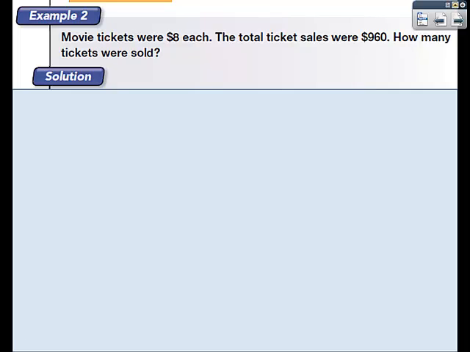Movie tickets were $8 each. The ticket sales were $960. So how many tickets were sold? So on this one, you need to pick apart what you want for each one. Is this a multiplication problem or is this a division problem? See if you can do it on your own and then restart the video.